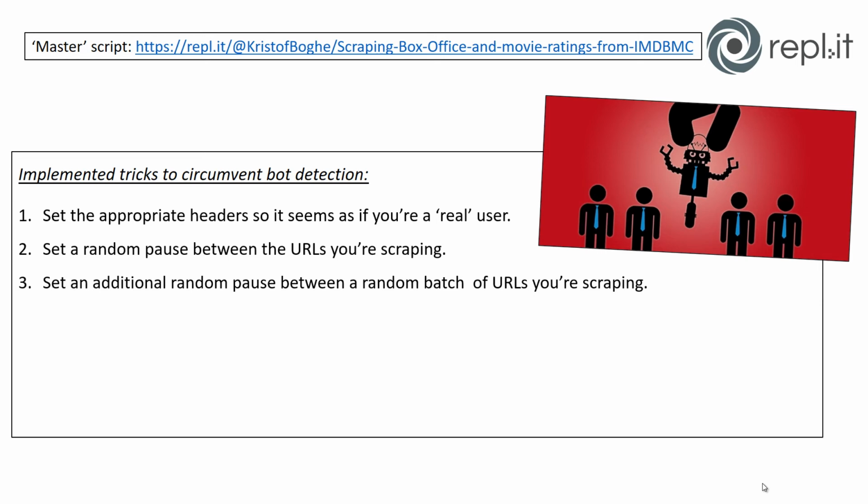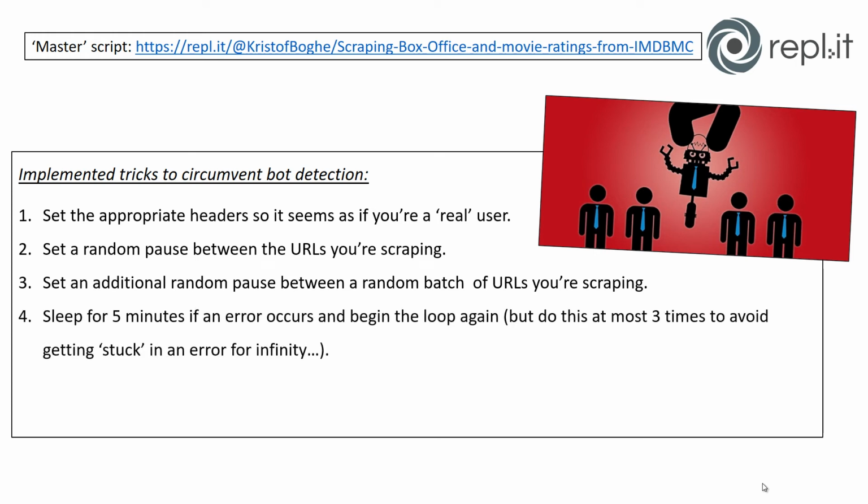Something similar to the second trick is that I did set an additional random pause between a random batch of URLs. Next to the pause between one URL, I also defined a random batch of, let's say, between 20 and 40 pages, again randomly. And whenever this batch is scraped, I pause for a somewhat longer time, let's say 2 to 3 minutes, again to seem as if I'm accessing the platform at random times.